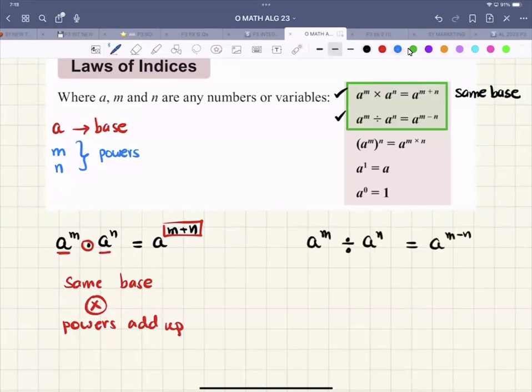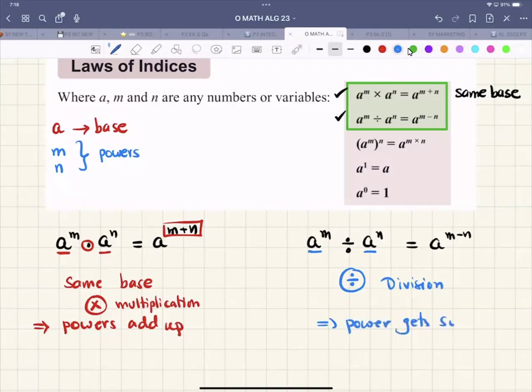So now over here, I can say, yes, the base is still the same and it's about division. So this is multiplication. Let me write it. This is multiplication, and the thing is, powers add up. And over here, we are doing division, and the result is that the powers get subtracted.